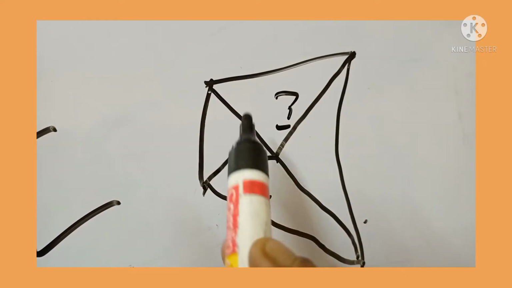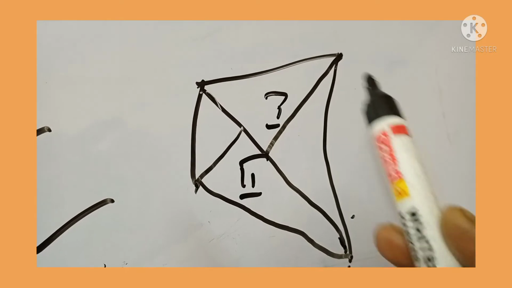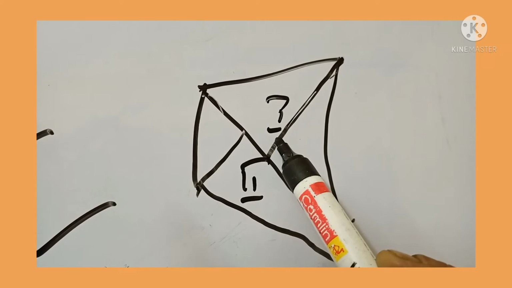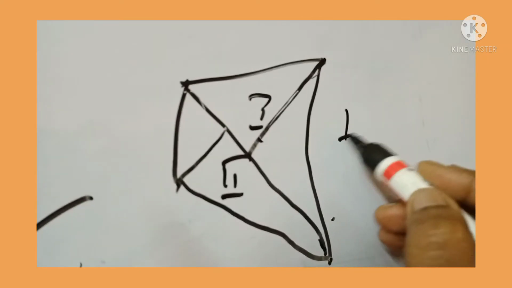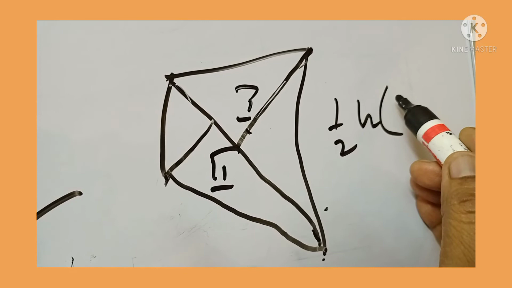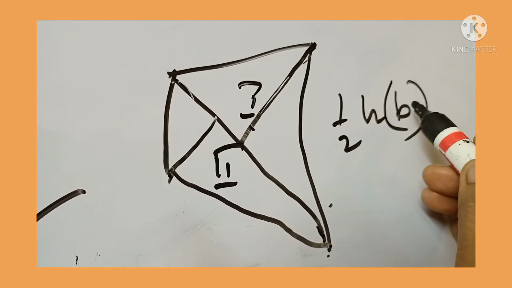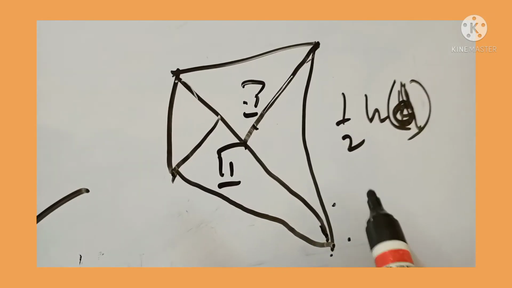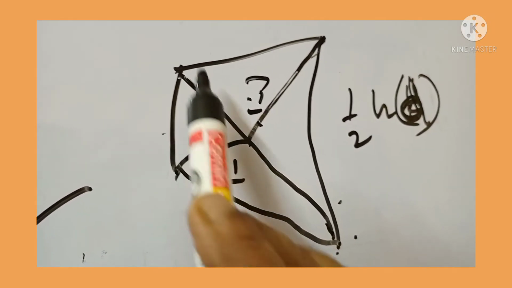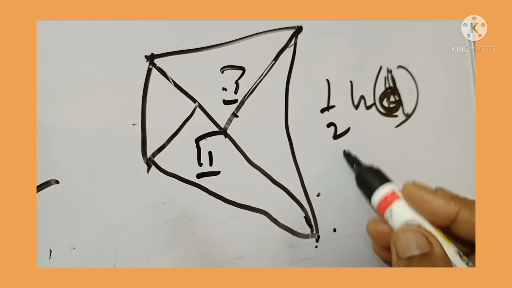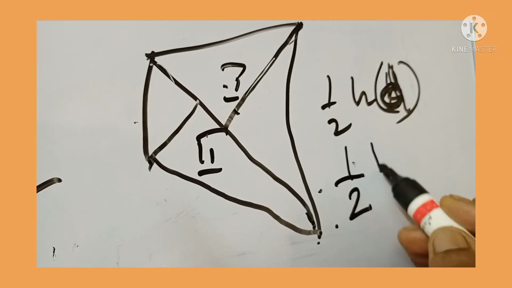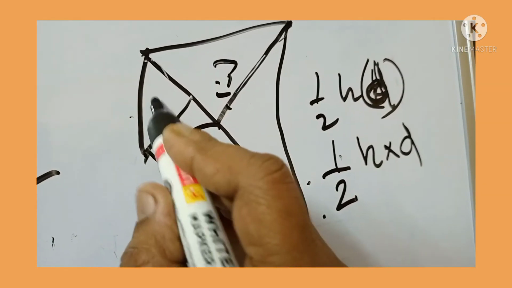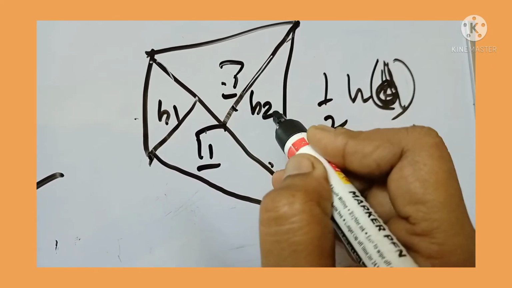What is the area of this triangle? So this is considered as base, and this considered as height. Then what is the area of this triangle? That is half h into B, or half h into D, since B is considered as diagonal of the quadrilateral. And the second triangle, what is the area? Half h into D, since same diagonal, but we want to mark it as h1 and h2.